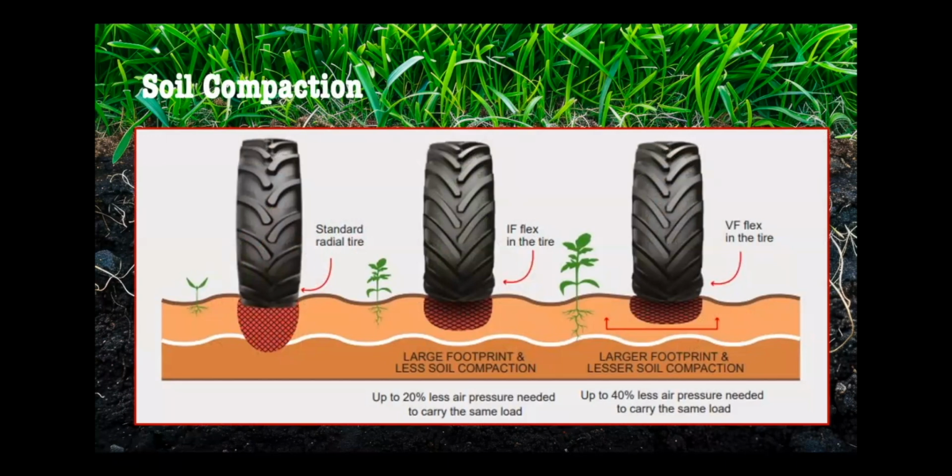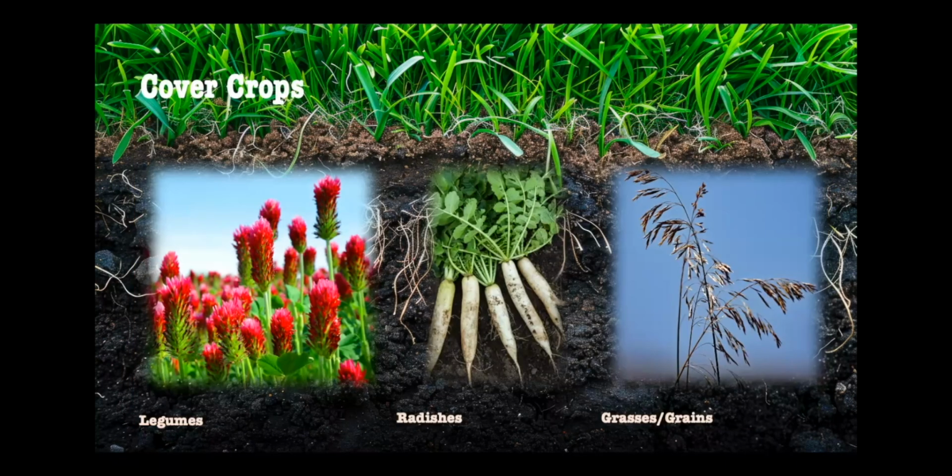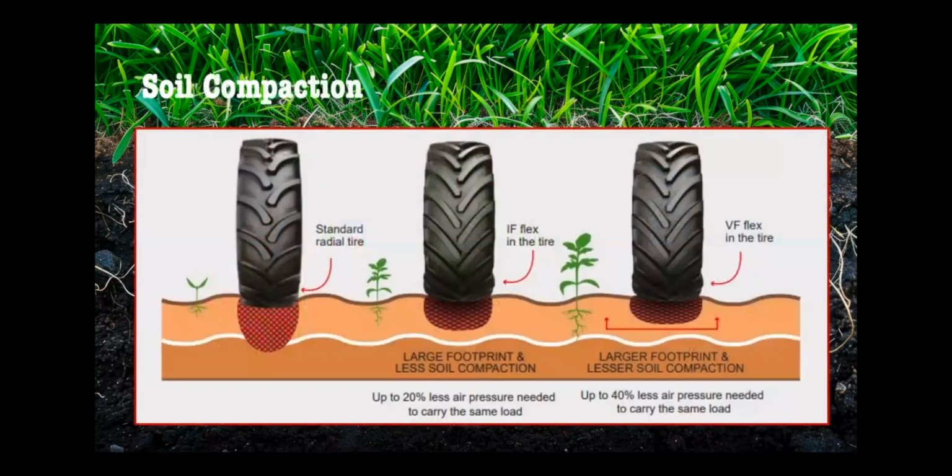The next thing let's talk about is compaction. This is just an example of a graphic that I found that shows what compaction can do to your soil. Basically, the fatter something is, the less it's going to compact the soil, because the weight is spread out over a larger area. You see the fat tire over there, it has a larger footprint, so it's not compacting. This is a picture of how deeply it's compacting the soil.